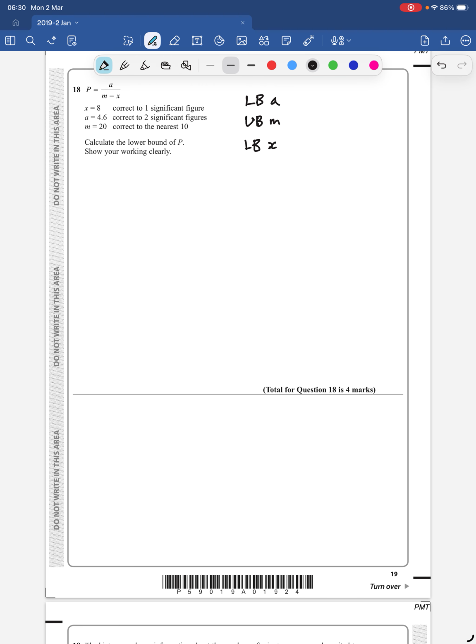Now you can write a little table that gives you both the upper bound and the lower bound of each of these, and that might help you get the right answer. Obviously it'll take a little bit more time to write. I think we can do this.